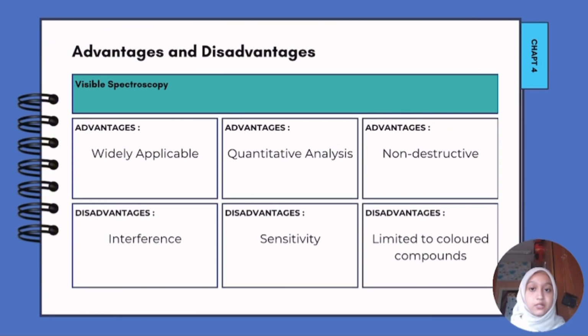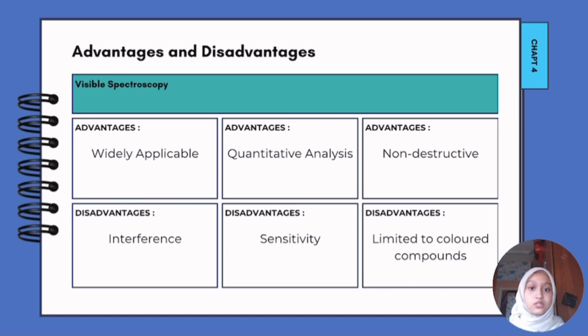Next, I will be explaining the advantages and disadvantages of visible spectroscopy. The first advantage is that it is widely applicable. It is suitable for a wide range of applications, including chemical, biological, and environmental analysis. The next advantage is quantitative analysis. It can be used for quantitative analysis to determine the concentration of substances in a sample through the Beer-Lambert law. And the last advantage is that it is non-destructive. Visible spectroscopy does not damage the sample being analyzed, making it ideal for analyzing precious or limited samples.